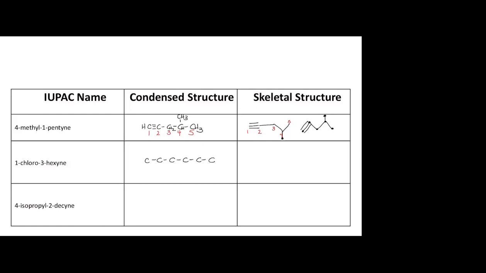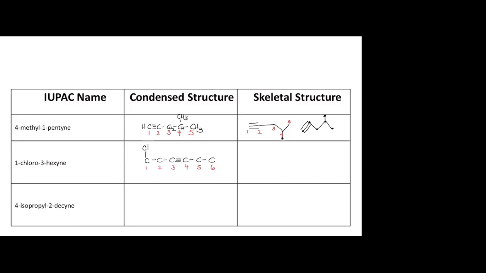Between 3 and 4 is where I have my carbon-carbon triple bond. So if I number this, 1, 2, 3, 4, 5, 6, in between carbons 3 and 4, I have my triple bond. Then, as you can see, on carbon 1, I have a chlorine. You guys can put it in any direction. You can make the chlorine point up. You can make the chlorine point to the side. As long as it's attached to carbon 1, we're good.